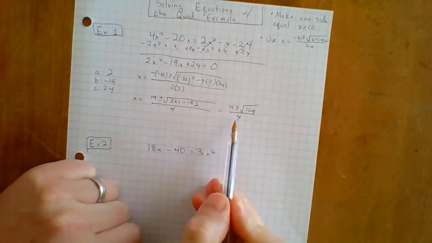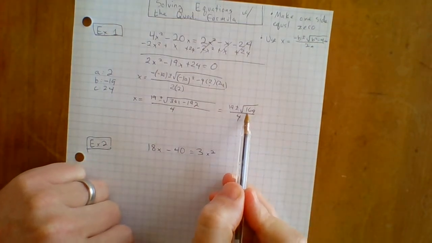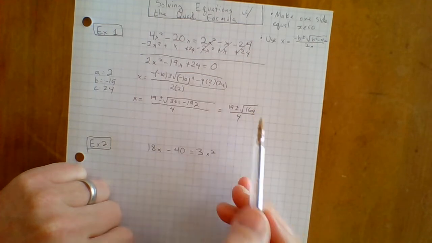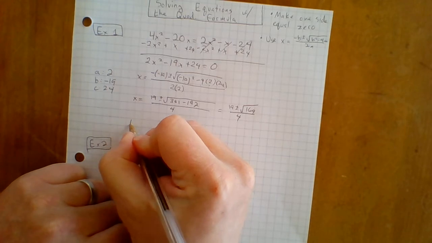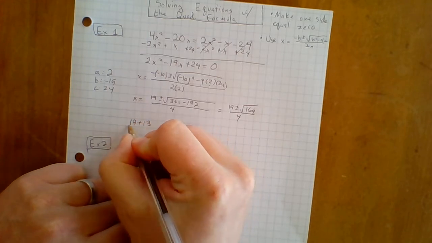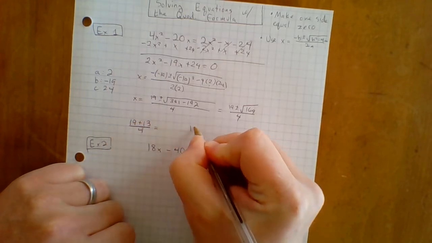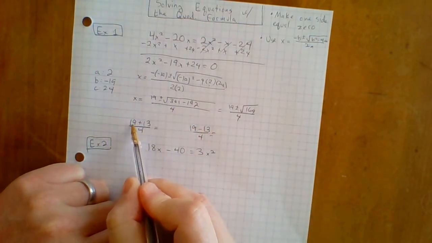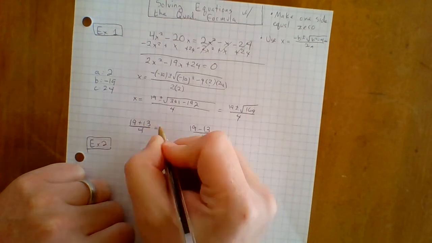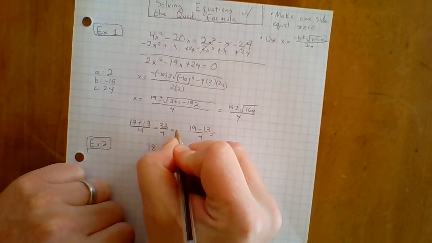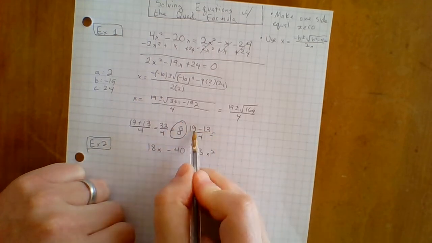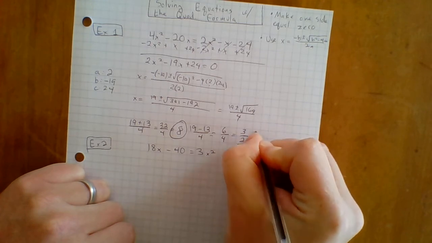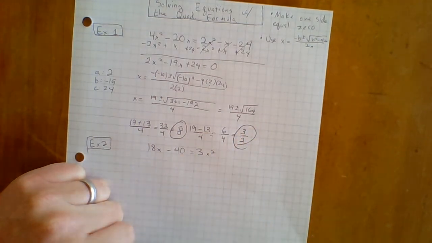Okay, so now I've got it a little bit simpler, and hey, luckily 169 is actually 13 to the second power. So I know that the solutions to this equation would be 19 plus 13 divided by 4. It would also be 19 minus 13 divided by 4. Let's see what those two solutions are. 19 plus 13 is 32 divided by 4, which is 8. And 19 minus 13 is 6 divided by 4, which is 3/2 when I reduce the fraction. So those are my solutions.